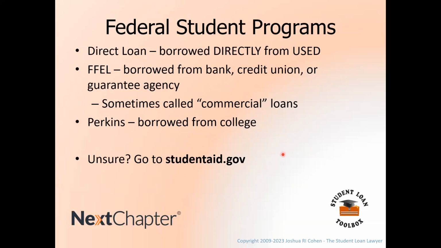So again, direct loan is borrowed directly from the U.S. Education Department. FFEL is borrowed from the bank or credit union or guarantee agencies. Sometimes they've been calling them commercial loans, which is very confusing to people because they hear commercial and think private. No, it's still a federal loan. Perkins loans are borrowed from the college directly. They're administered by the college directly. Okay, so Perkins is its own little beast.